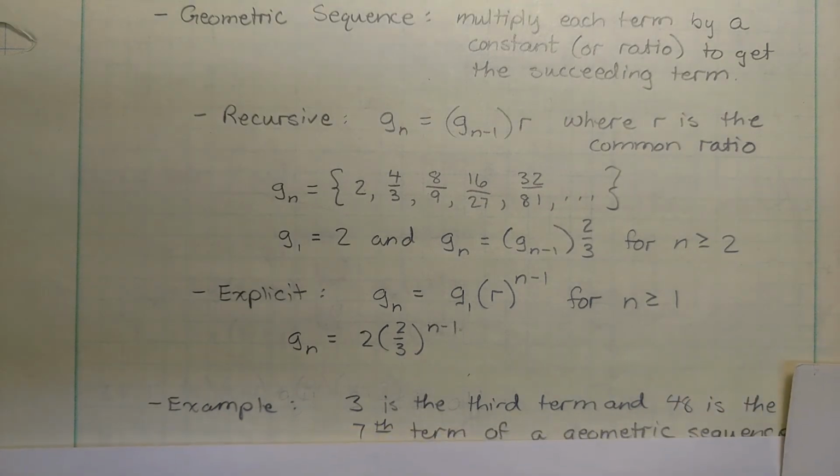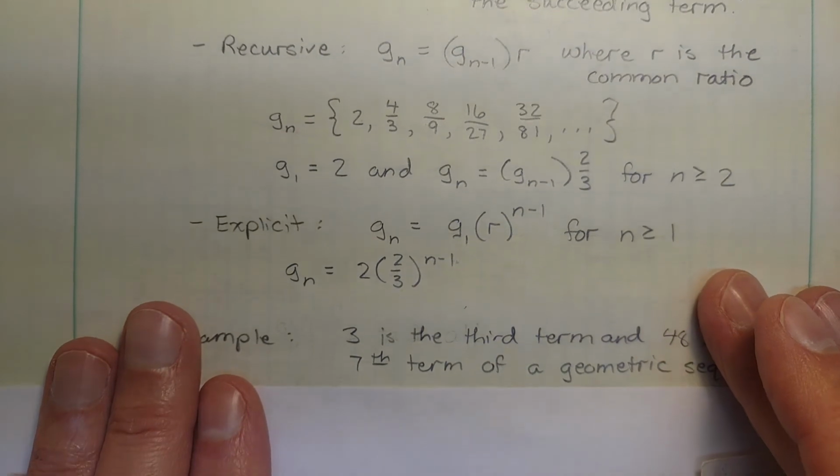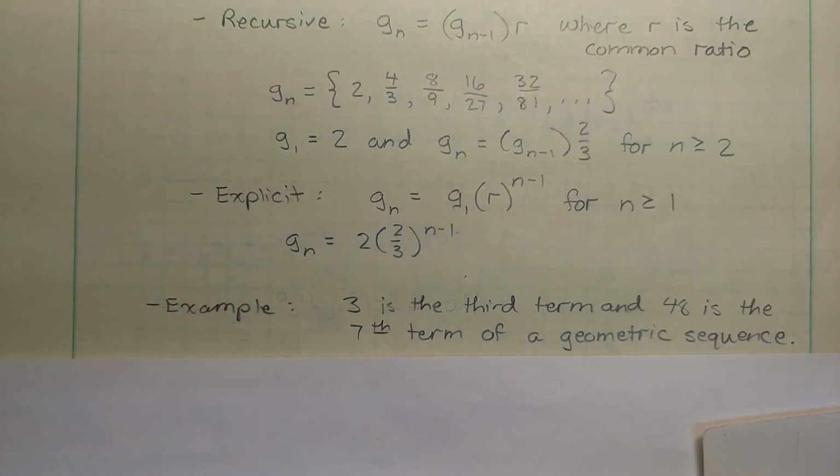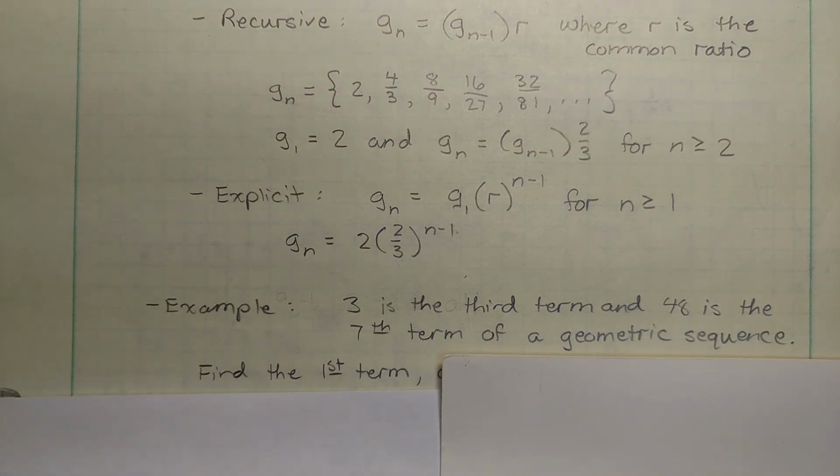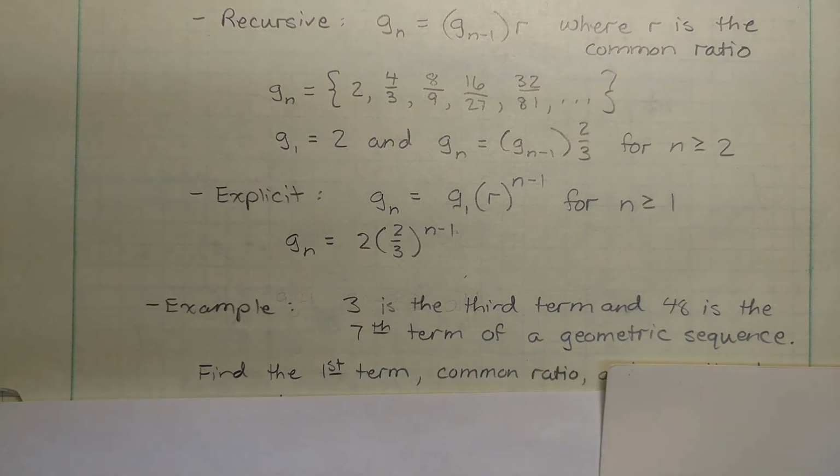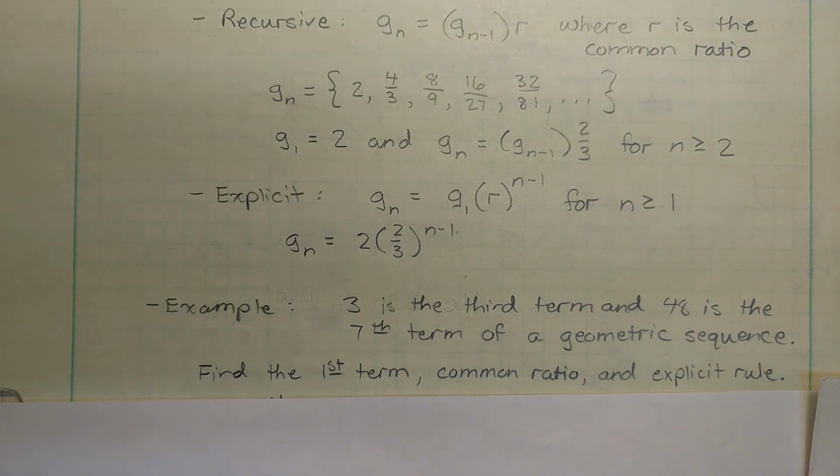All right, let's look at an example. So we're told that 3 is the third term and 48 is the seventh term of a geometric sequence. And what we want to do is define this sequence. So the first thing we have to do is find the first term, the common ratio, and the explicit rule.